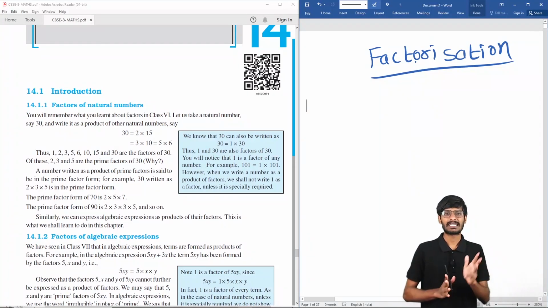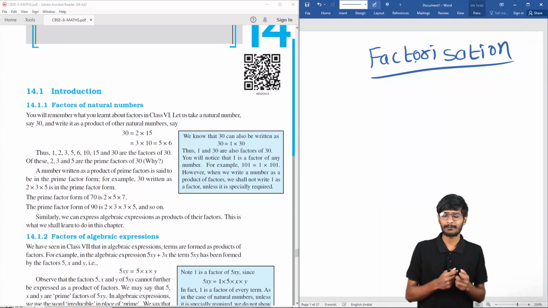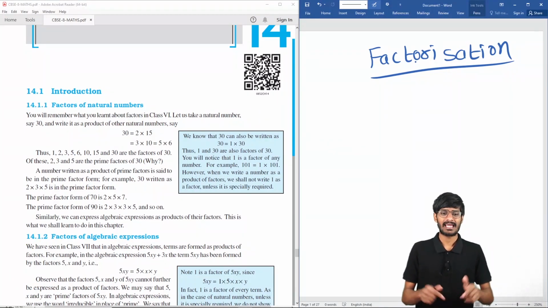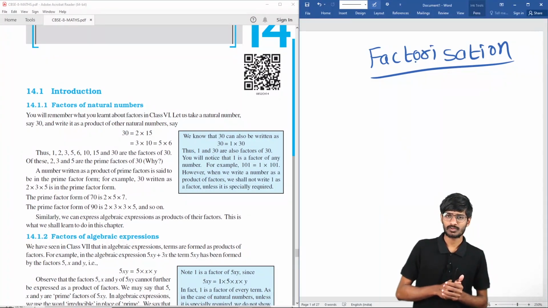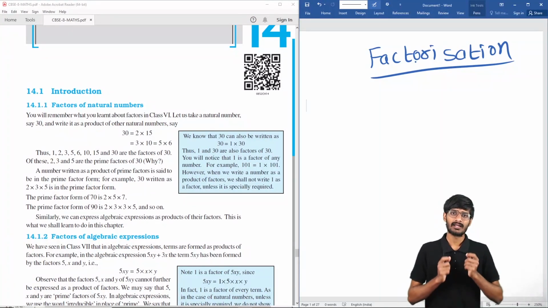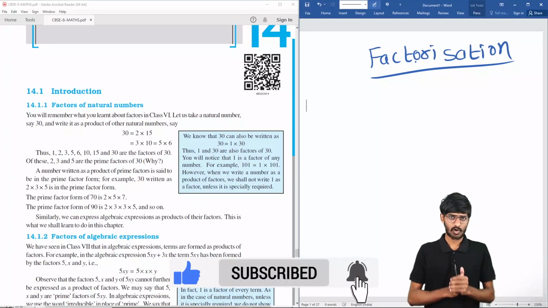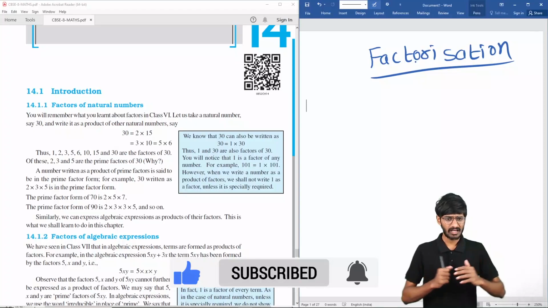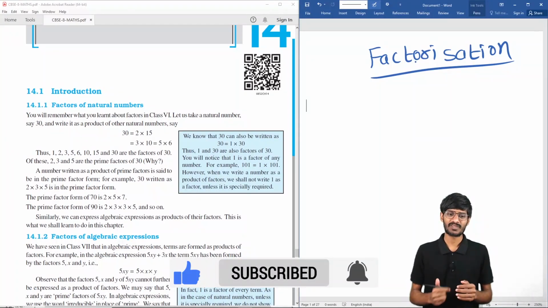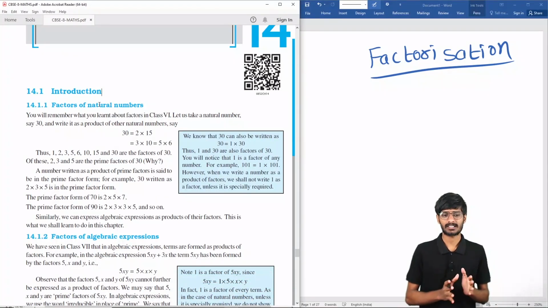We have discussed how to add algebraic expressions, how to subtract algebraic expressions, and how to multiply algebraic expressions. In this current chapter, we are going to discuss how to divide algebraic expressions and what the factors of algebraic expressions are, all those concepts. So this is the introduction part.